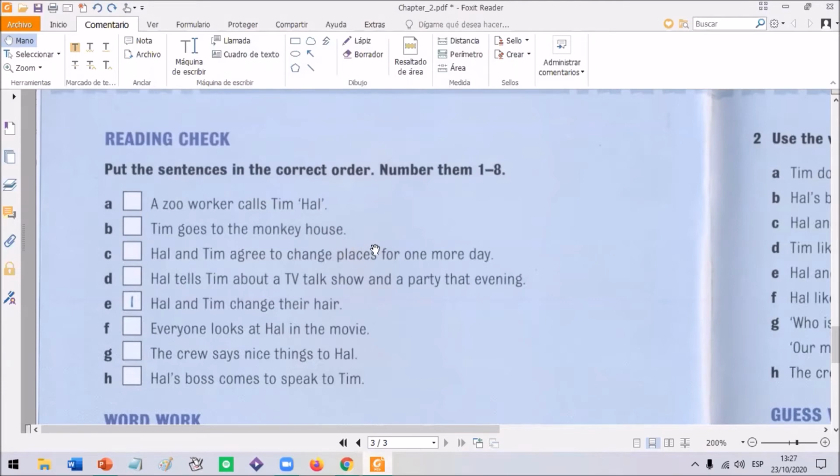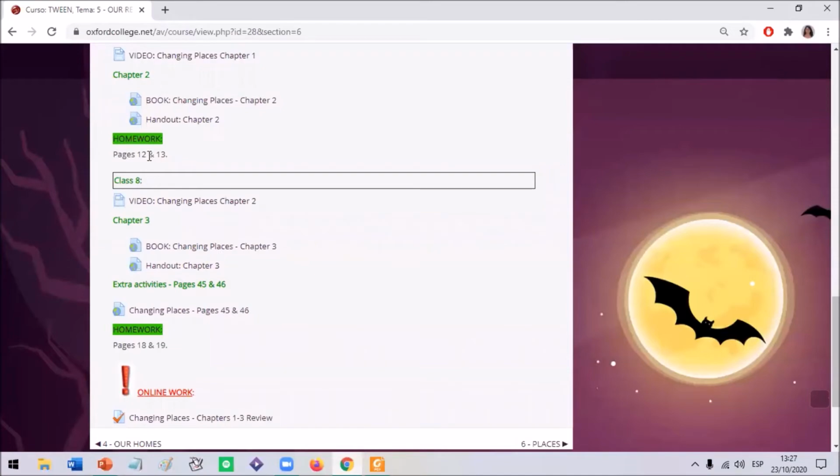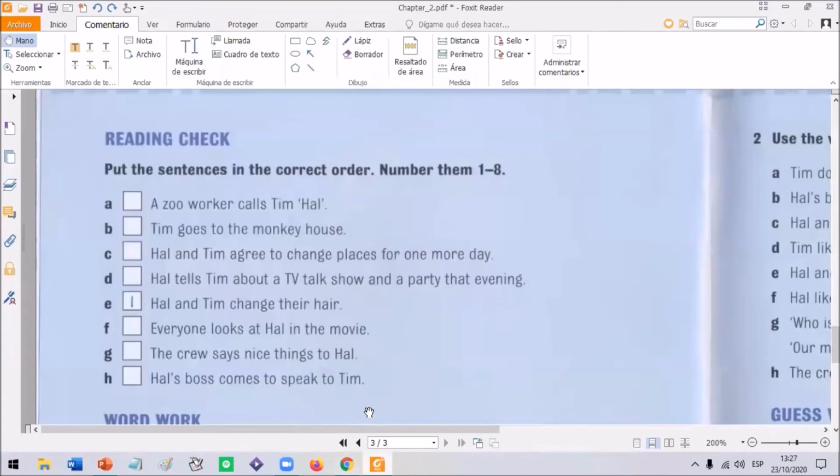Ok? So, now, page 12. Yes, page 12 of the book. Let's start checking the homework. So, here we have to put the sentences in the correct order. We have to number the sentences. For example, look, this is number one.